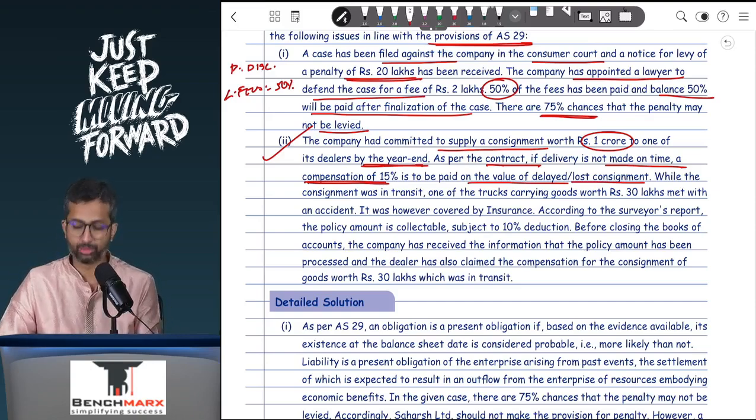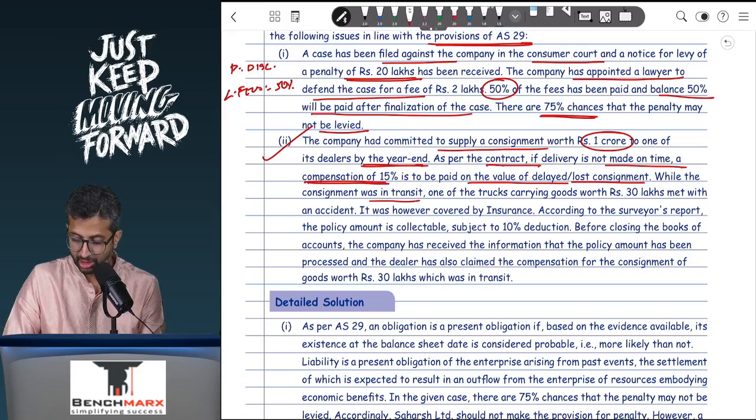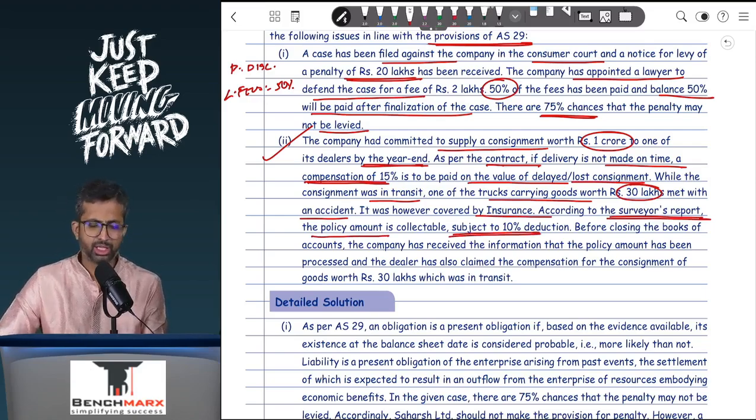If delivery is not made on time, a compensation of 15% is to be paid on the value of delayed or lost consignment. While the consignment was in transit, one of the trucks carrying the goods worth 30 lakhs met with an accident. It was, however, covered by an insurance, and according to the surveyor's report, the policy amount is collectible, subject to a 10% deduction. So out of 30 lakhs, 10% will be deducted, 27 lakhs will be given.